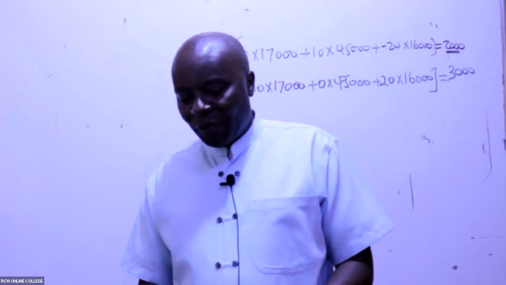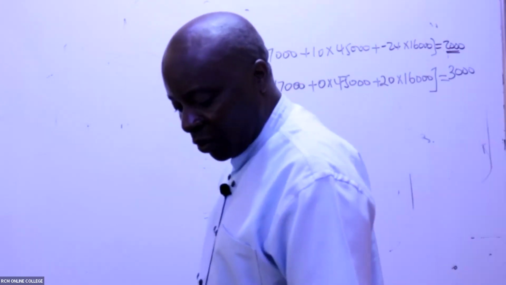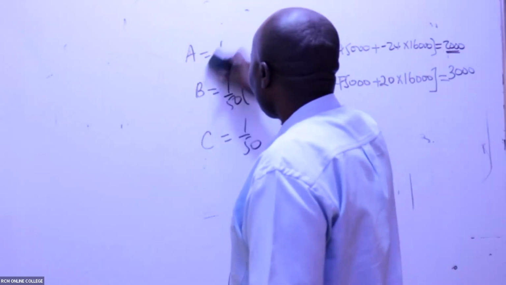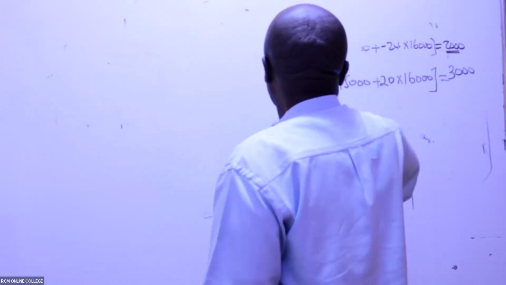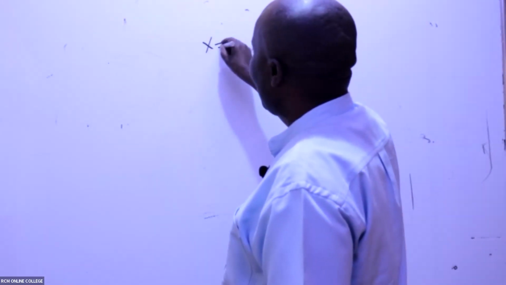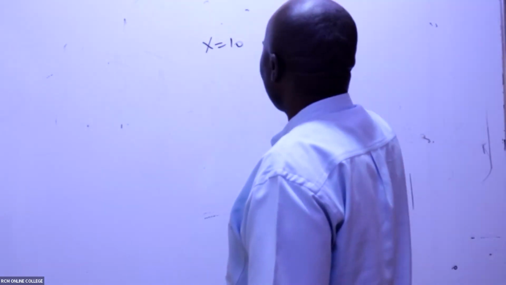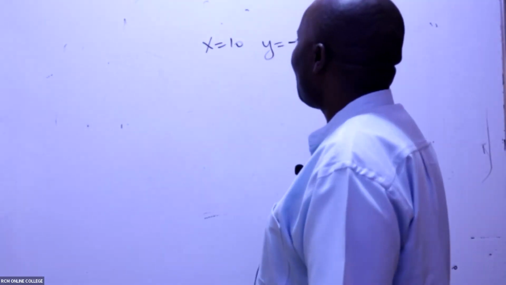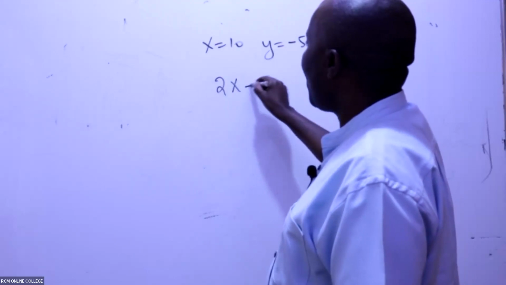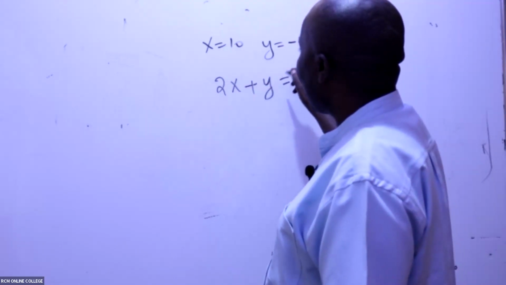With Cramer's rule, very, very easy. So if you're given a question like this, let's assume, ladies and gentlemen, we only have two variables. We have x is 10, and then we have y is maybe -5. Let's form equations. So 2x plus y will be 20 minus 5.